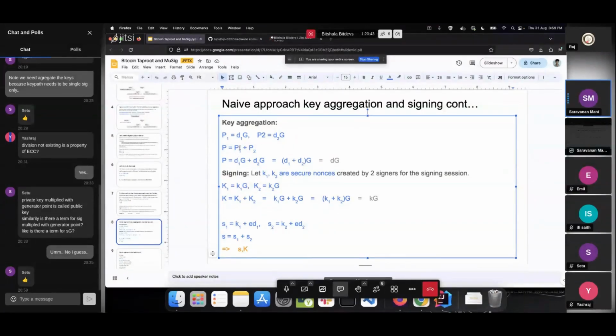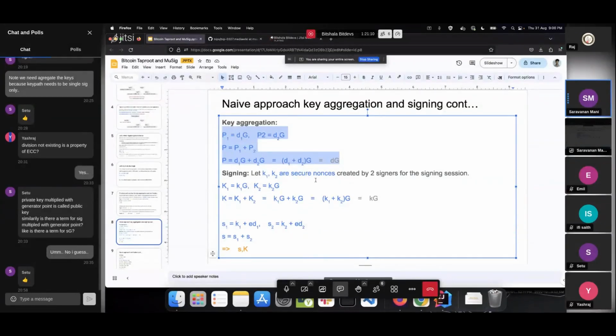P1 is nothing but D1G. We are just expanding that. Nothing special here: D1G plus D2G. We can also interpret it this way: (D1 plus D2) times G, or we can call the aggregated private key D, for our own understanding. So this is what we have done for the public key aggregation. I hope this is already familiar to us.